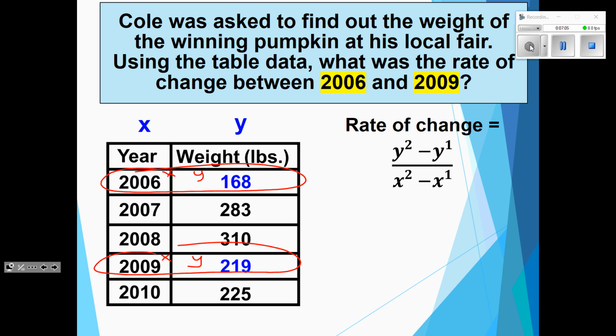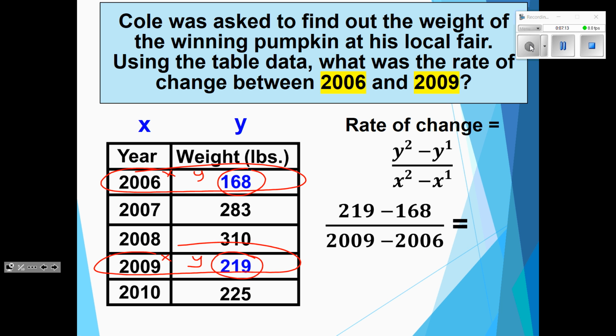Remember, we're going to subtract the y's on the top. I'm going to do 219 minus 168, and if I set it up that way, then I know that since I used 219 first on the top, for the x I have to use 2009 on the bottom first, so 2009 minus 2006. Now let me just back up here a minute. People get confused sometimes about x's and y's, and when you're subtracting the y's on the top, it helps sometimes to go ahead and circle the y's so you can remember these are the two that I have to subtract on top. Then I can subtract the x's on the bottom.